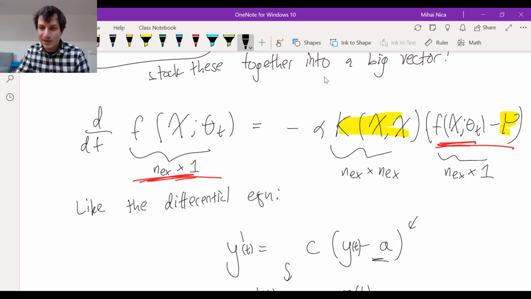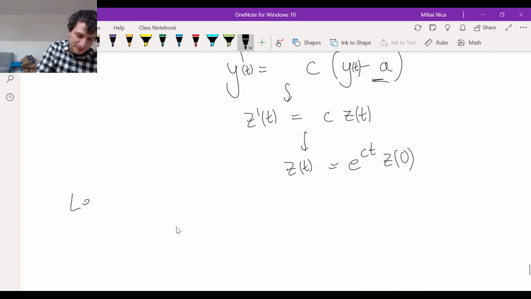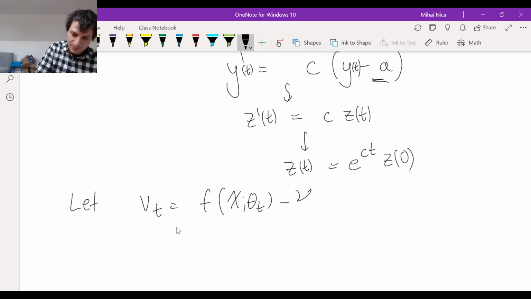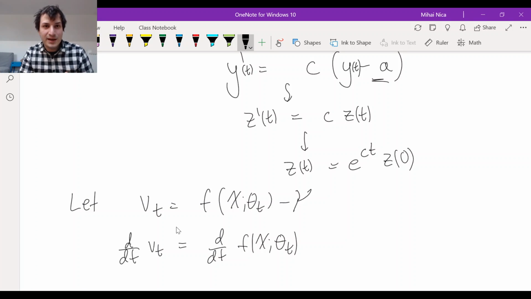So step 1, we're going to get rid of this minus y shift just to clear things up. And I think in the notes, I used the letter V. So we're going to let v of t be this thing, f of x theta t minus y. So it's like the original thing we had, except I've shifted out the y. And the point is that the derivative of v of t is equal to the derivative of f of x theta t. They just differ by a constant. They have the same derivative.